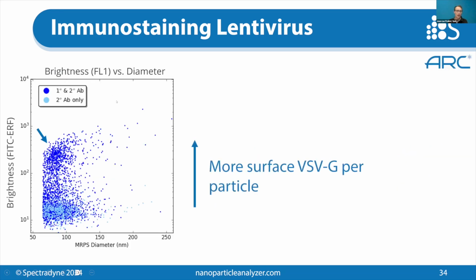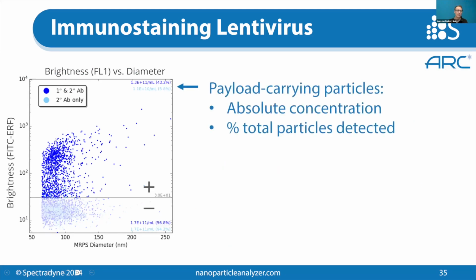So again, here is now another scatter plot. We've got the brightness on the y-axis and the true particle diameter on the x-axis. And you can see that there's a cluster of particles here. These are the virus particles at just the right diameter for this lentivirus, right? And we can be quantitative over the different quadrants. So above our detection threshold, the concentration of virus that are fluorescent are 1.3 times 10 to the 11 particles per mil. And that represents 43% of all the particles in the sample. There are a lot of other materials in here. So that's one example of how we can measure the size and brightness of these.